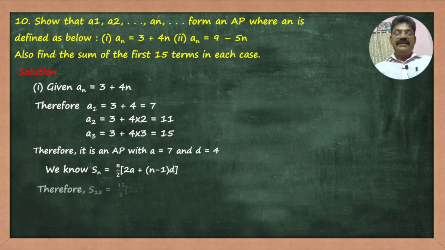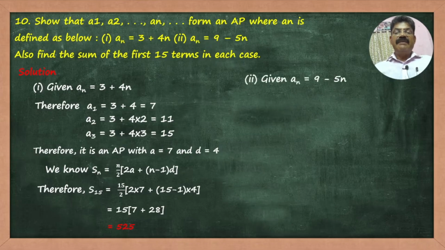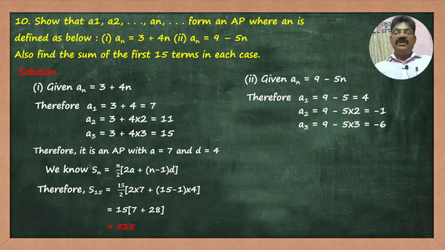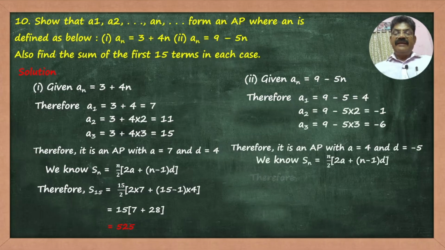Therefore, Sn you have the formula. Therefore, S15 is equal to 525. In the same way, you can solve the second problem also. So A1 equal to 4, A2 equal to minus 1, A3 is equal to minus 6. So what is A? 4. What is D? Minus 5. Therefore, S15 is equal to minus 465.